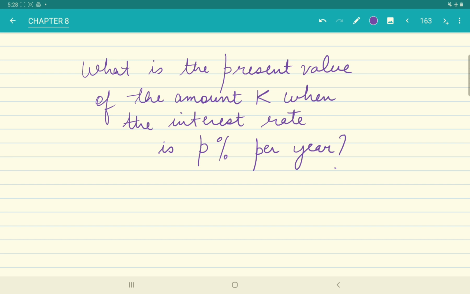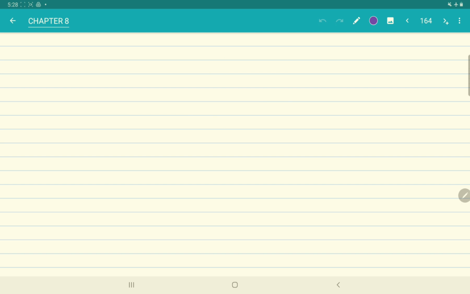That means I want to know the present value of the amount K when the interest rate is P% per year. Let us say the interest is paid annually. Then I'm concerned about what happens after T years if I deposit the amount A.